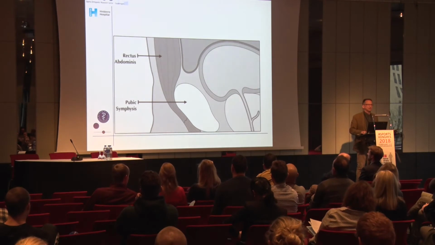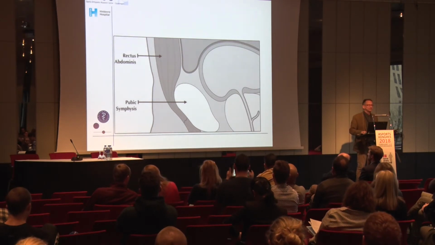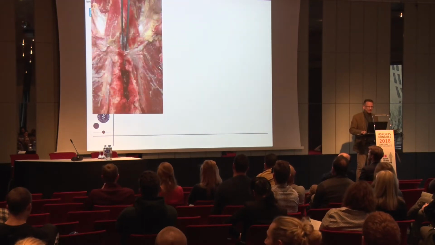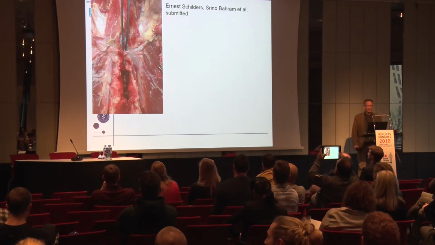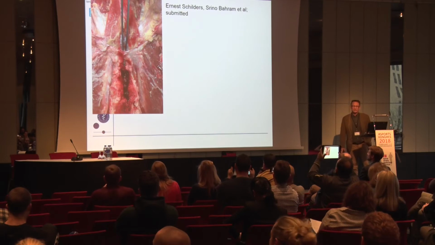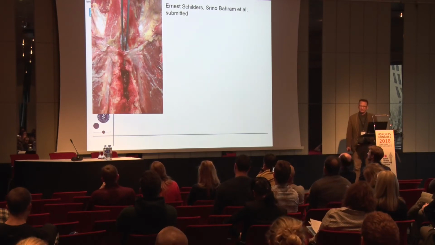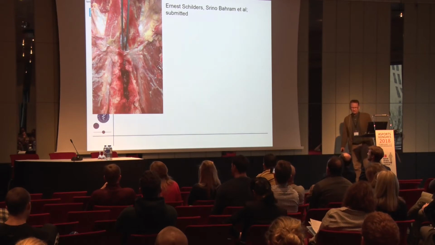So this concept of the rectus going down in front of the pubic bone, of the muscles connected muscle to muscle instead of muscle to bone, forget about it. Instead, look at these beautiful dissections. This is from a paper by Ernest Schilders and Shirin Baram that has been accepted to KSSTA. I think it is online.